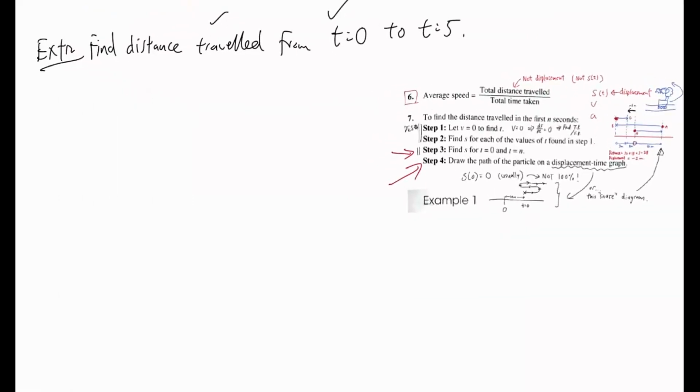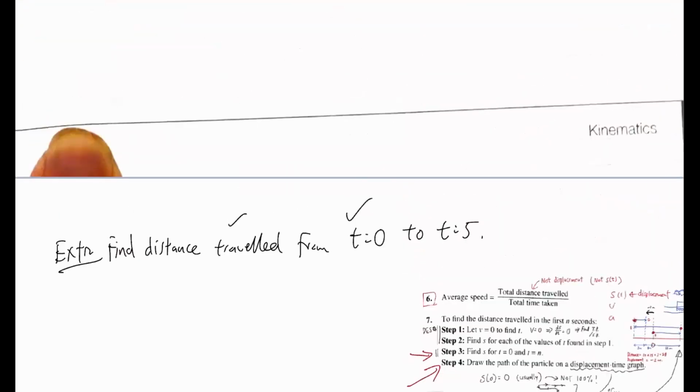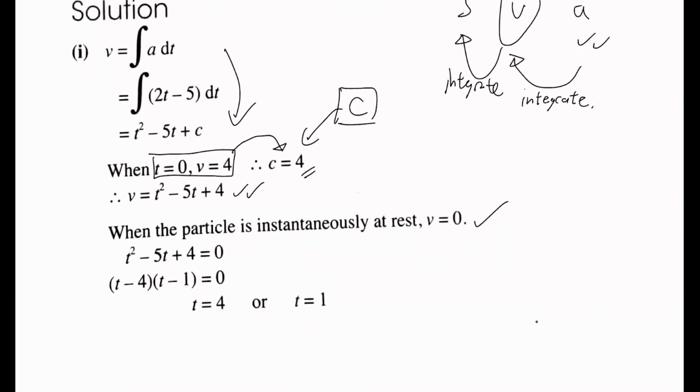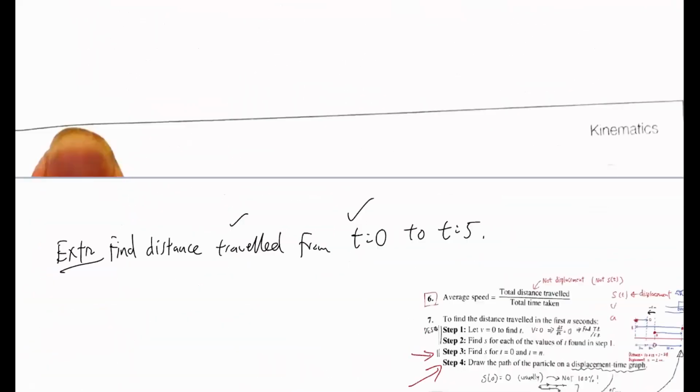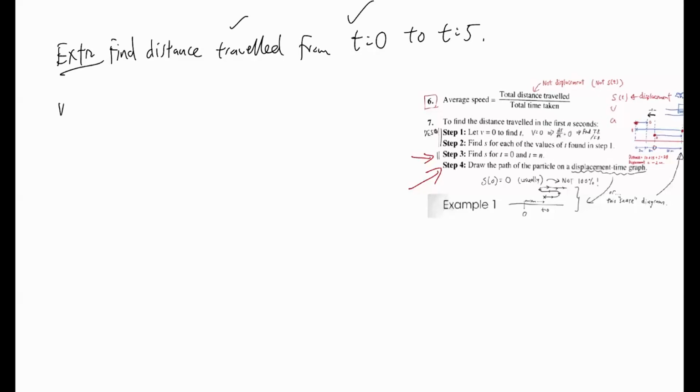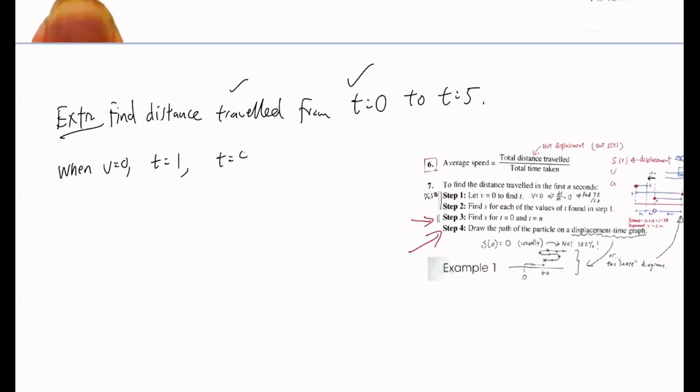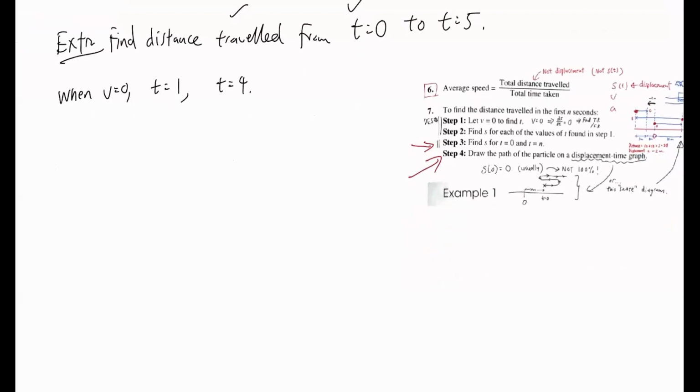So step 1, let V equal to 0 to find T. Do we have that already? Yes, if you scroll up, we have V equals 0, T equal to 4, T equal to 1. So let's just write down the conclusion. When V equals 0, T equals 1, T equals 4. Okay, step 1 done.